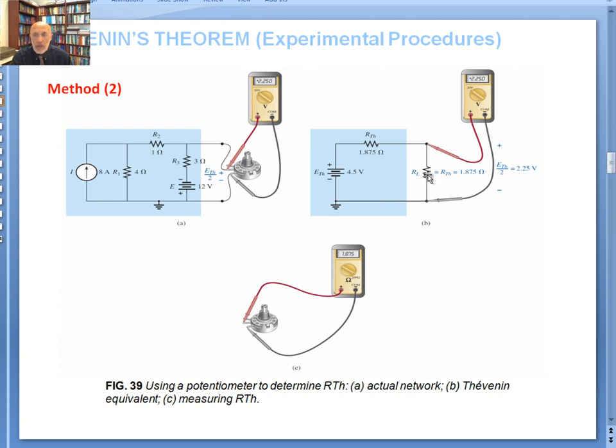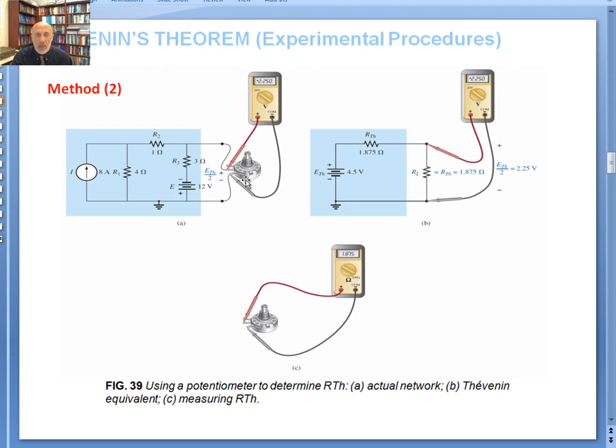So if you put some kind of a potentiometer in there and adjust it until you measure half of the E Thevenin, in this case would be 2.25, then R of L has to be equal to R Thevenin. So first you measure the V open circuited, whatever that voltage is, in this case is 4.5 volts.